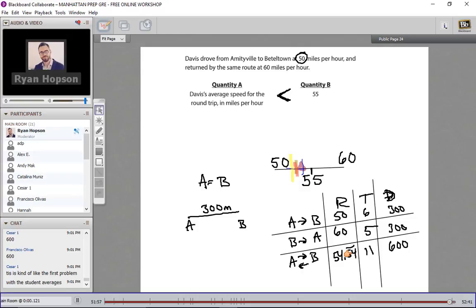Absolutely. Yep. Almost exactly like that problem with student averages. That's a problem type called weighted averages that we dive into a lot deeper in the full course. In fact, there's a whole little mini section in one of our lessons where we talk specifically about weighted averages and why they work that way.